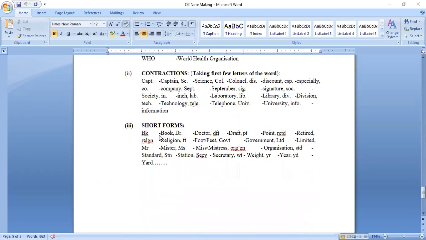And third one in the abbreviations we are taking is contraction. Already told you, contraction means we are cutting and precising. For example, Capt. with a full stop. When we are using contraction, we have to use a full stop. Now you can see captain, science, Sc. with full stop, then colonel, discount, especially, company, and of course September, like months. Telephone, university, information. So all those things, when we are using a word in short form with a full stop, that is symbolizing that.